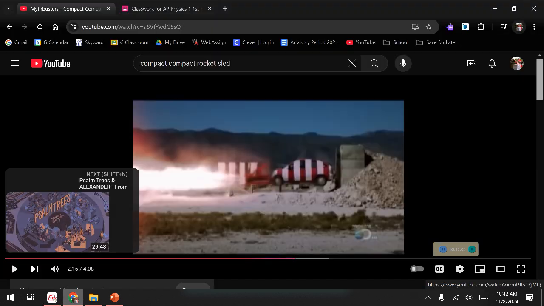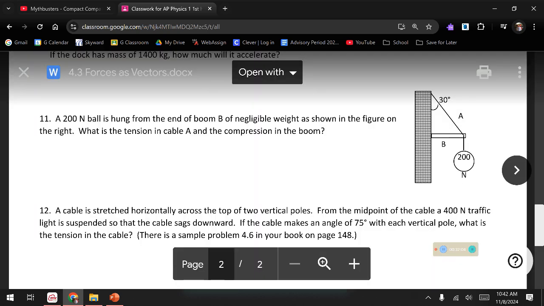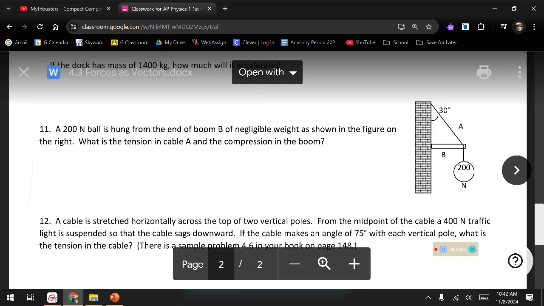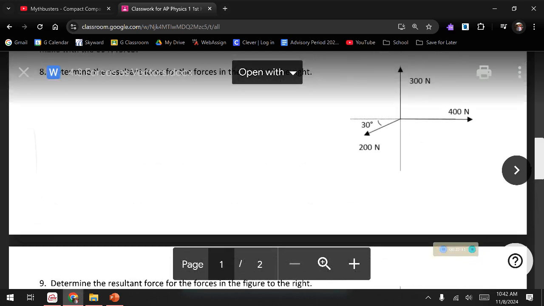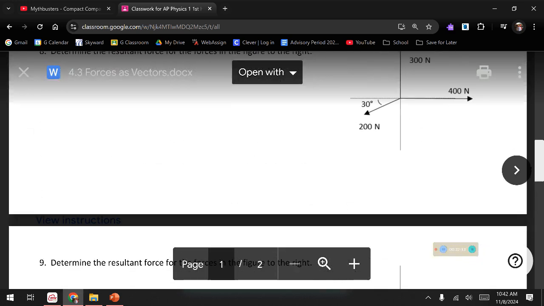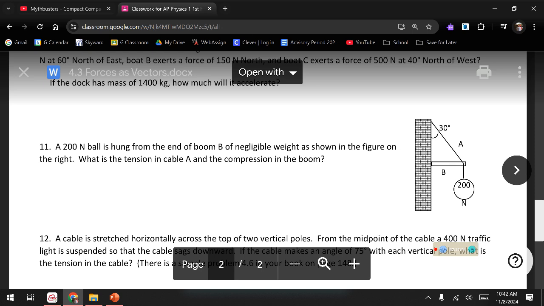This next example comes straight off of your homework, the same assignment that I did yesterday. It's 4.3. Yesterday, I think we did number 8, or two days ago. Number 8. Okay. Today, we're gonna jump down a little bit because number 9 is exactly the same, and we're gonna look at number 11.